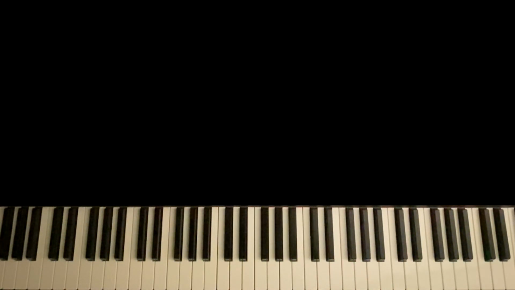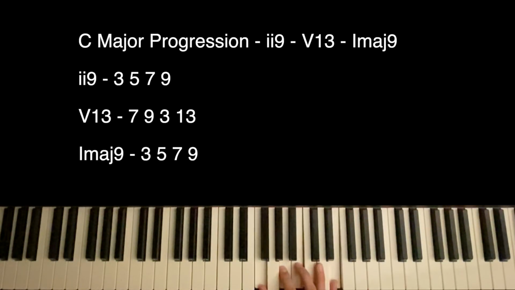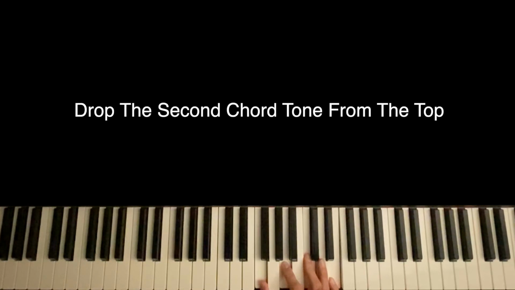So let's go back to our D minor 7, except we're going to get rid of the root, and we're going to use the 9 instead. So we're going to voice it like that at first, and we know we don't want to play it like this. We're going to play it a different way. So we have our 3, 5, 7, 9. We're going to drop the second note from the top. That's why it's called a drop two voicing.